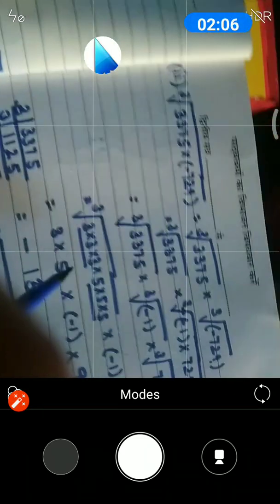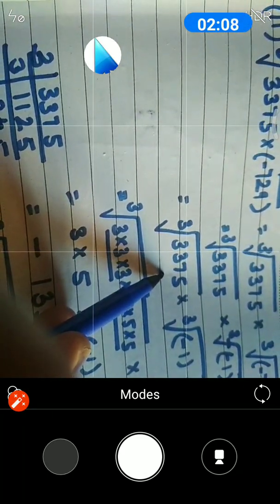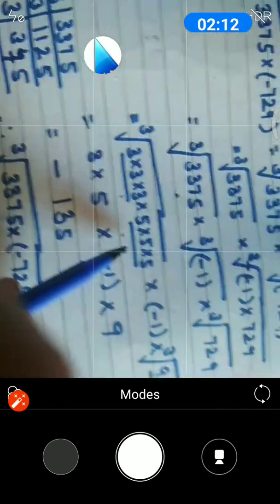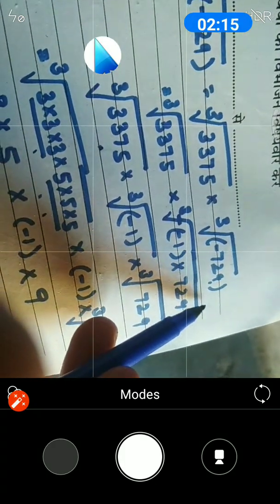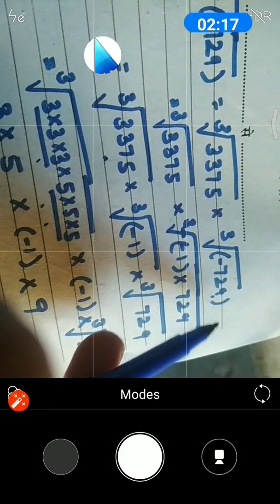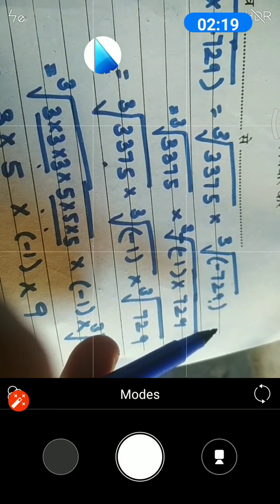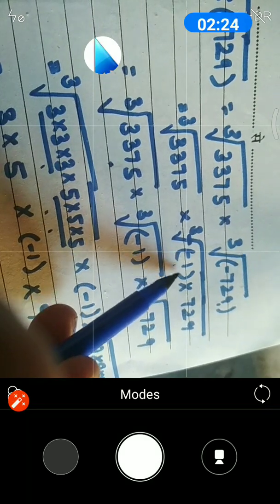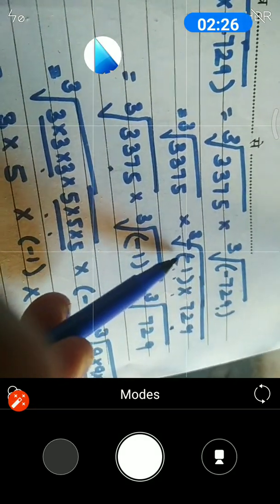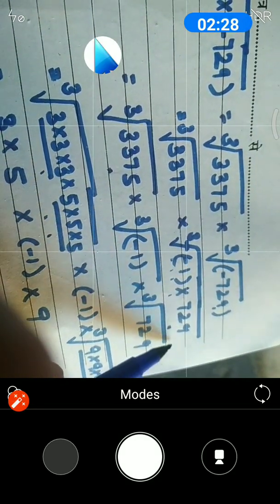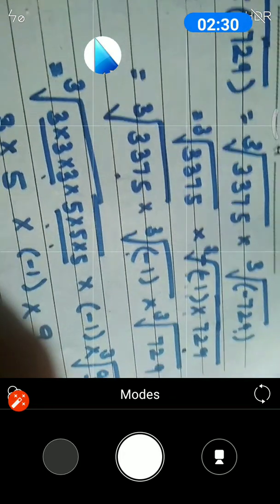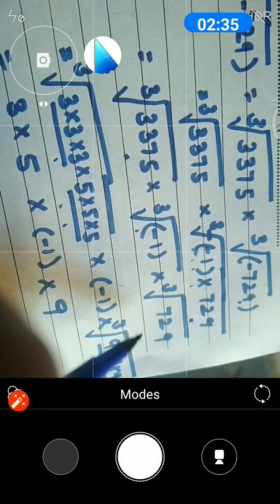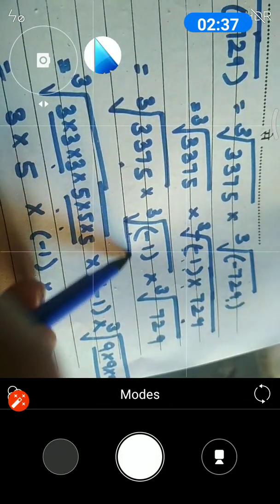So what are the prime factors of 3375? 3 times 3 times 3 and 5 times 5 times 5, also 3 times. But here is minus 729, and you remember that we have done how to find the cube root of a minus number. So we can write minus 1 into 729. Again we separate the two terms: the cube root of minus 1 and the cube root of 729. So what is the cube root of minus 1?